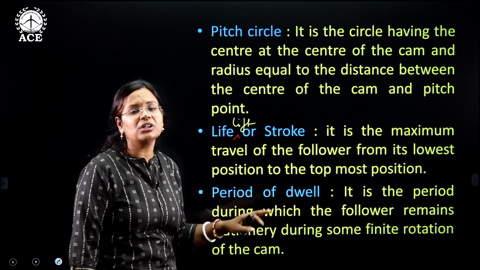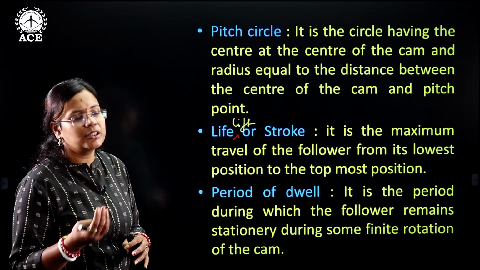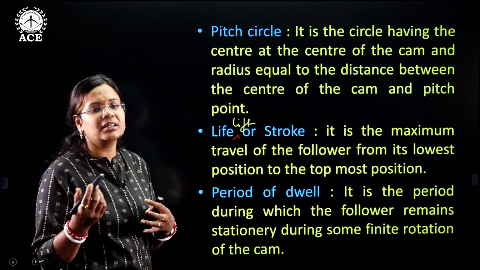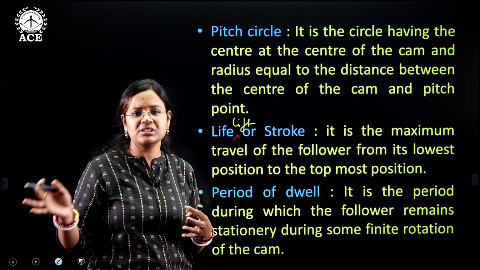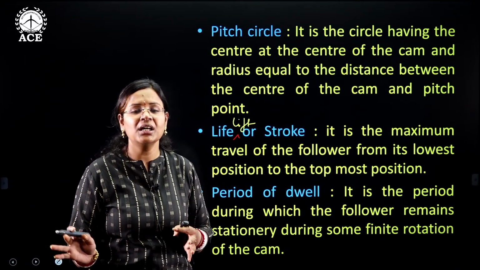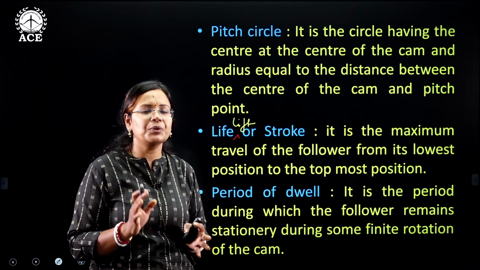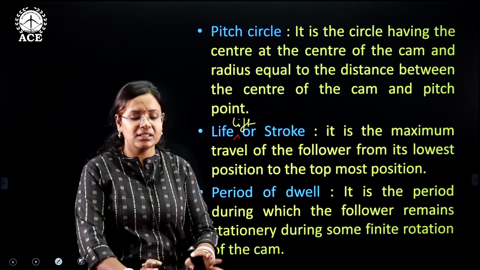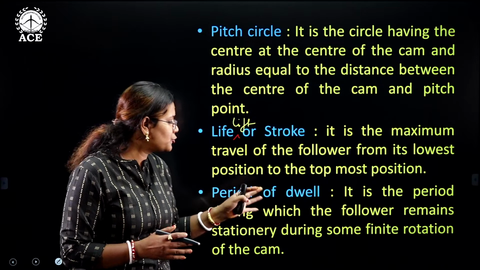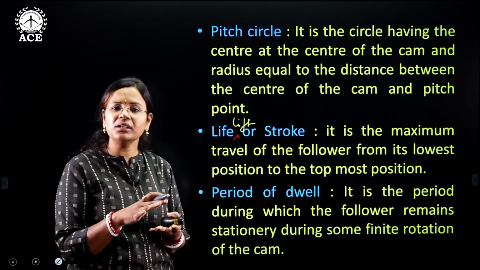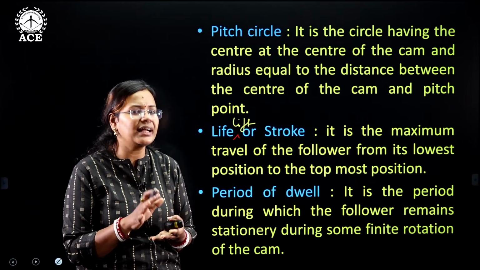Now this is a new term, period of dwell, dwelling period. Let's say the follower is dwelling for a certain angular displacement. So what is dwelling basically? Dwelling is nothing but whenever you have a certain resting period. The literal meaning of dwelling is that you are on a rest or hibernation, that kind of period.